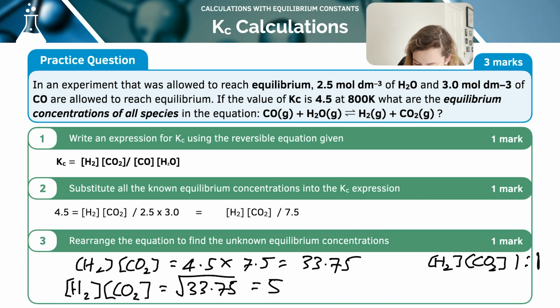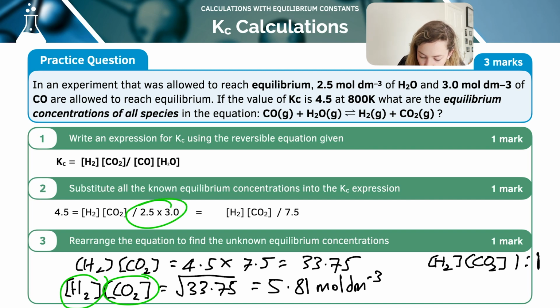The square root of that, so we know it's 5.81 moles per decimeter cubed, to 3 significant figures. So we've got 5.81 moles of this, 5.81 moles of that. And we know the other bits of information already because they were given to us, 2.5 and 3.0. So we've got all the information that we need, okay?